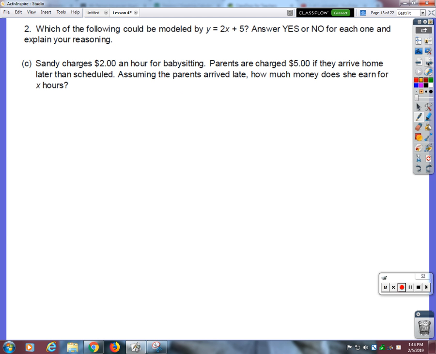Sandy charges $2 an hour for babysitting. Parents are charged a one-time fee of $5 if they get home late. Assuming the parents arrived late, how much money does she earn for X hours?